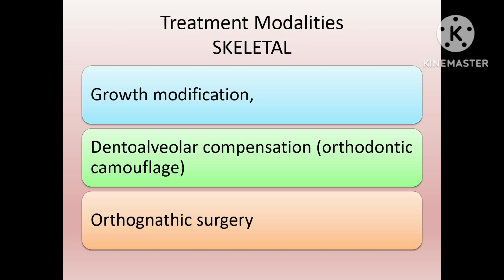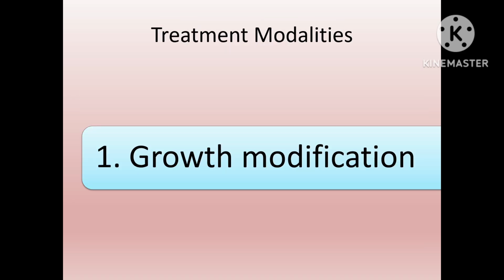There are three main treatment options for skeletal class 3: growth modification, depending upon the growth potential of the patient, dento-alveolar compensation or camouflage, and orthognathic surgery. Growth modification is an orthopedic approach aimed at correcting the skeletal discrepancies in a growing patient.